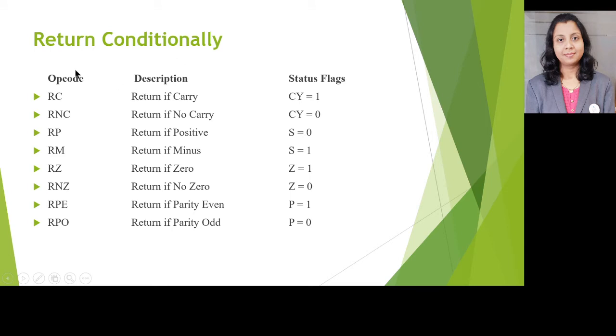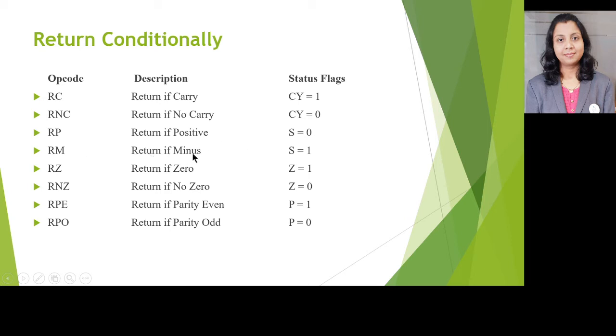Now after return unconditional, there is a return conditional. That means if these status flag conditions are met, then only the return is possible. RC is return if carry, CY is equal to 1. RNC, return if no carry, if there is no carry, CY flag is reset, then only the return is possible. RP, return if positive, if the sign flag is reset, then only the return is possible.